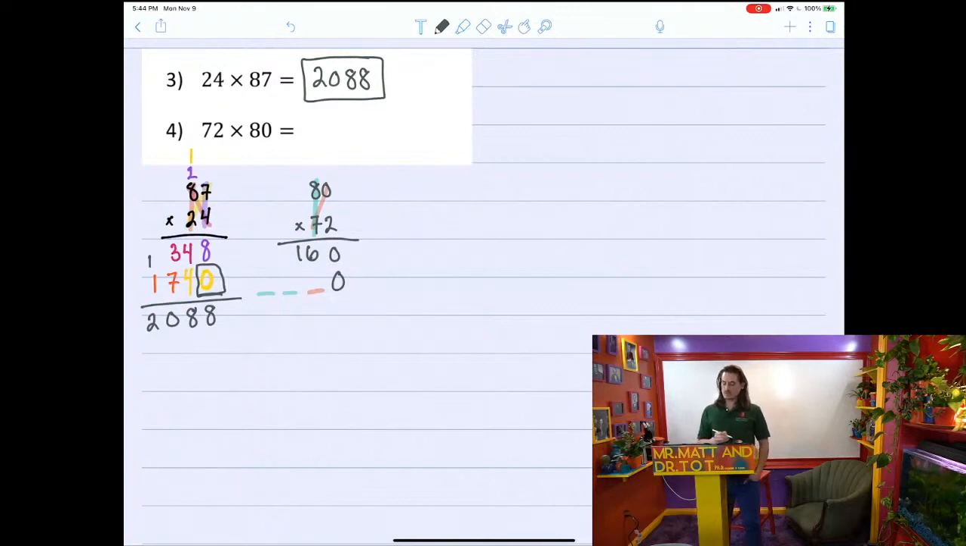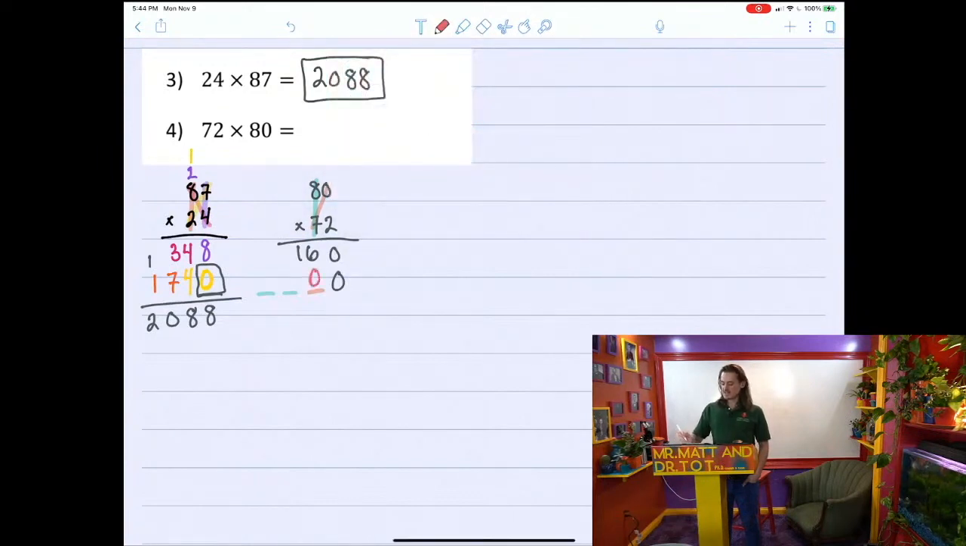For the second question, 72 times 80, we have 2 times 0, that's 0. 2 times 8, that's 16. So our first line is 160. Moving on to the tens units, we're going to place our 0 as a placeholder. Then 7 times 0 is going to be 0.